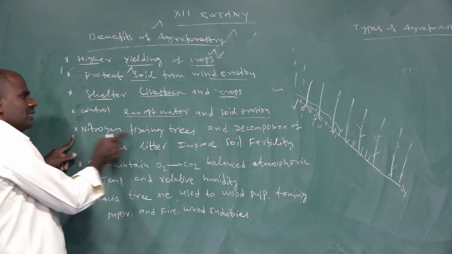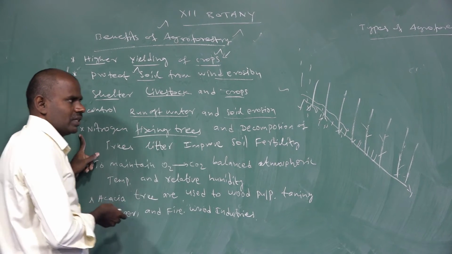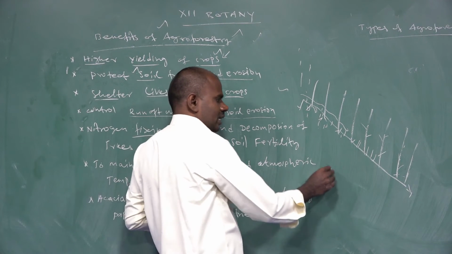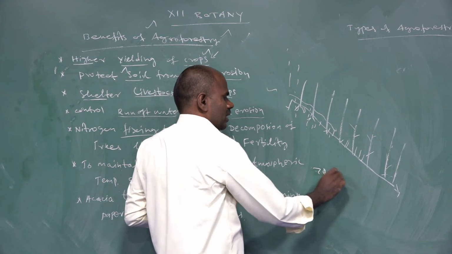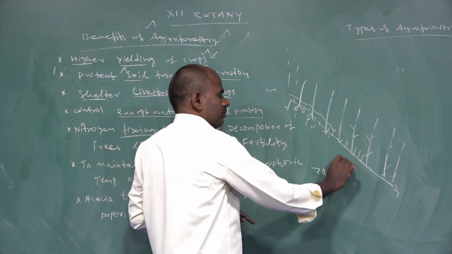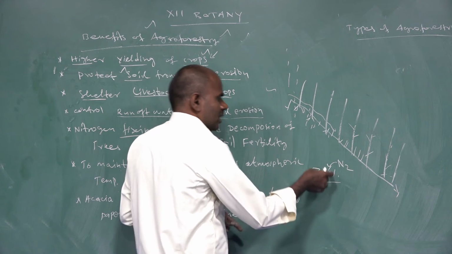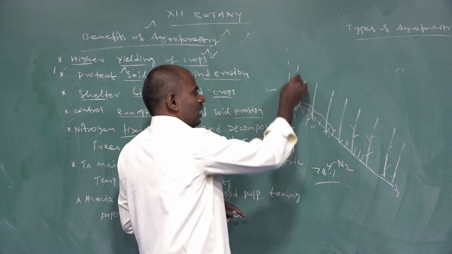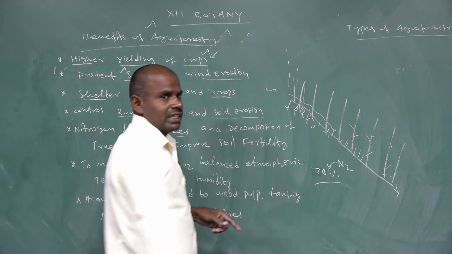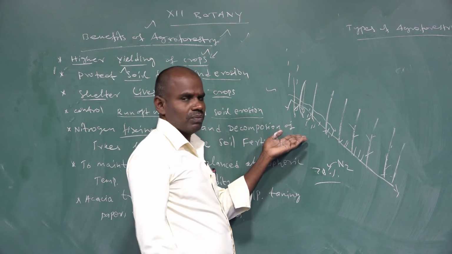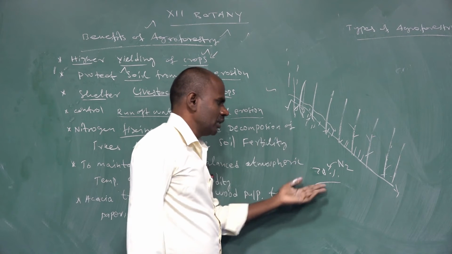And the next one is nitrogen fixing trees. Atmospheric nitrogen, 78% of the atmosphere, is nitrogen. This atmospheric nitrogen is useful in nitrogen fixing trees. So leguminous plants and some types of non-leguminous plants fix the atmospheric nitrogen.